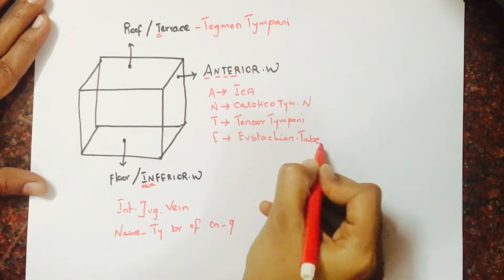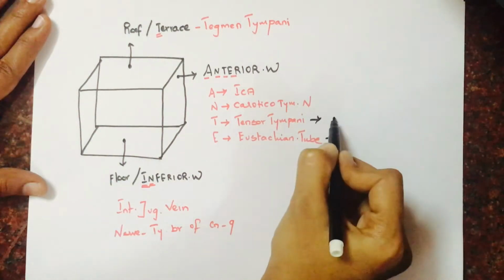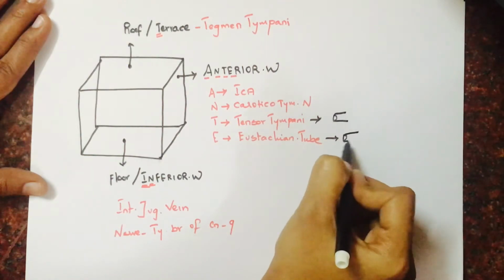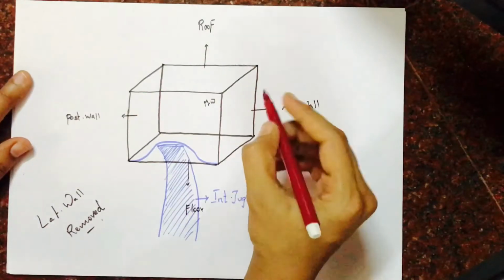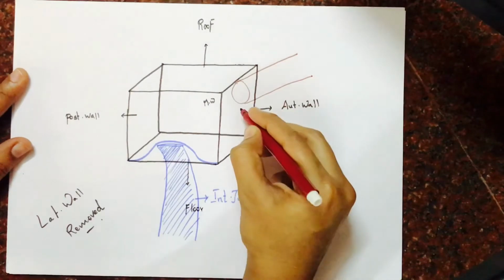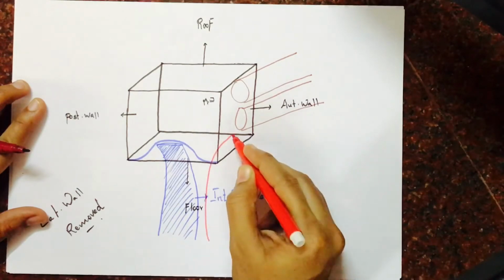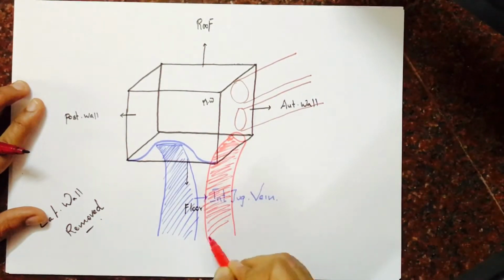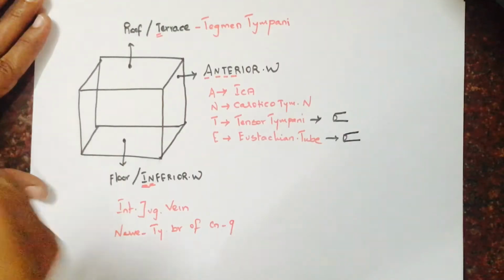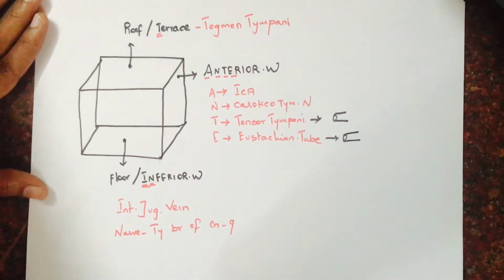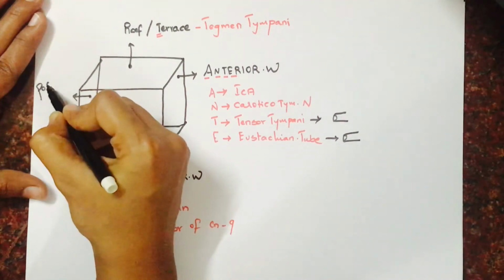The last two structures, it passes through a canal. Canal for tensor tympani, canal for eustachian tube. So how these four structures present in the anterior wall. These are the two tubes, one for tensor tympani and eustachian tube. Beneath that, anterior wall is related to internal carotid artery, and you have caroticotympanic nerve supplies the middle ear cavity.